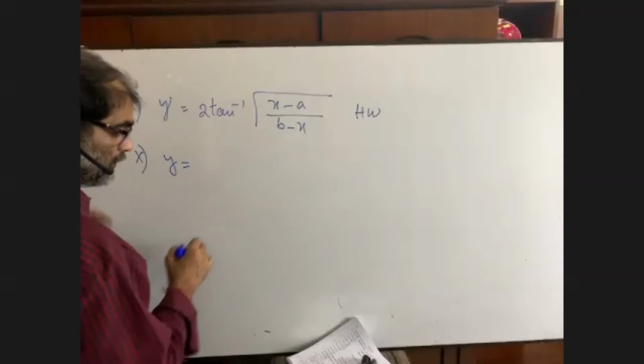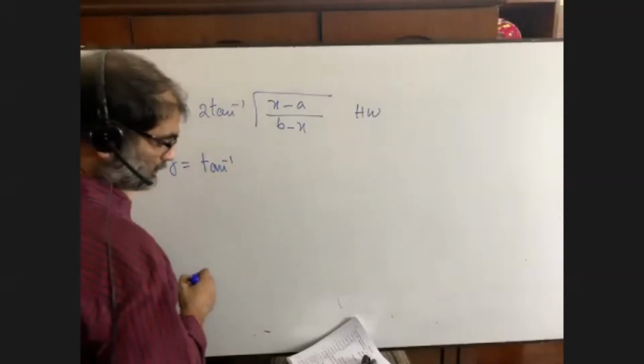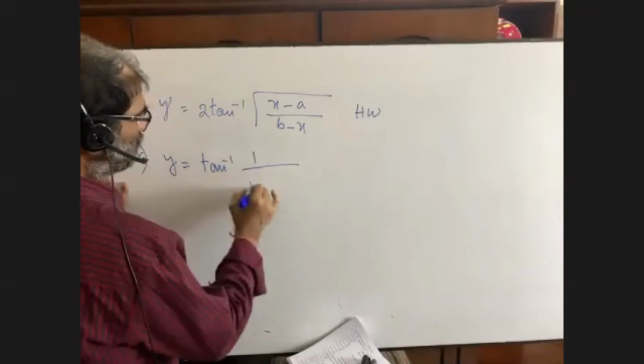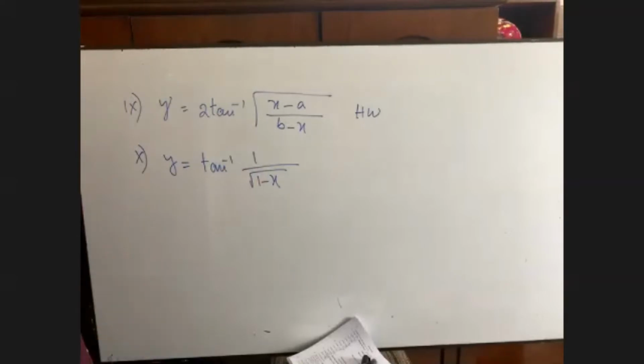Then number 10. y equal to tan inverse 1 by root over 1 minus x. Can you do this, sir? Sorry? I'm not getting you. Can you do it or can't you?